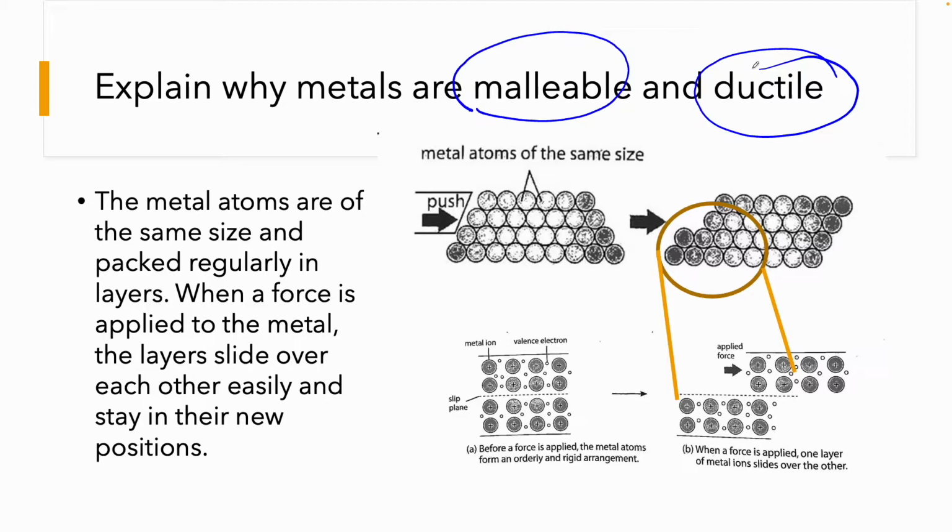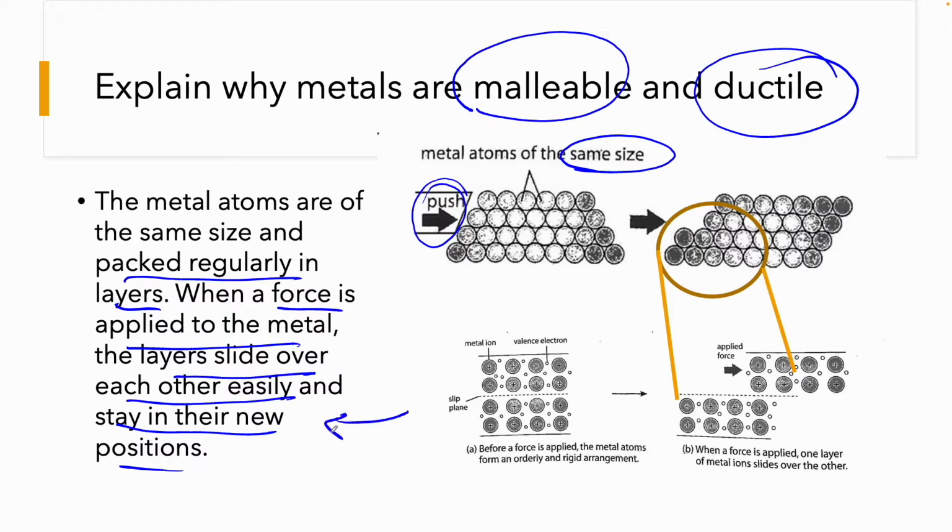Why they are malleable and ductile is because metal atoms have the same size and are packed in regular layers. So if you exert a force, a push, then the layers slide over each other. So the metals can change shape very easily, or they can be pulled into wires very easily. The layers slide over each other easily and they will stay in their new position. So that's why they are malleable and ductile.